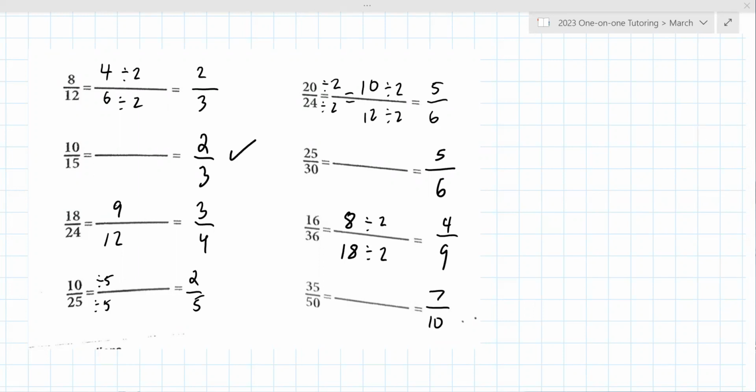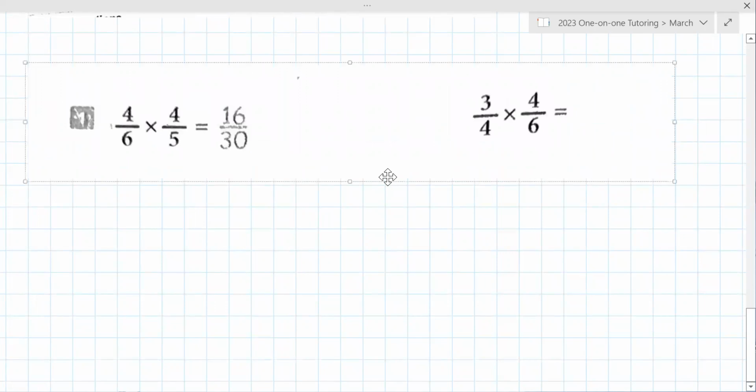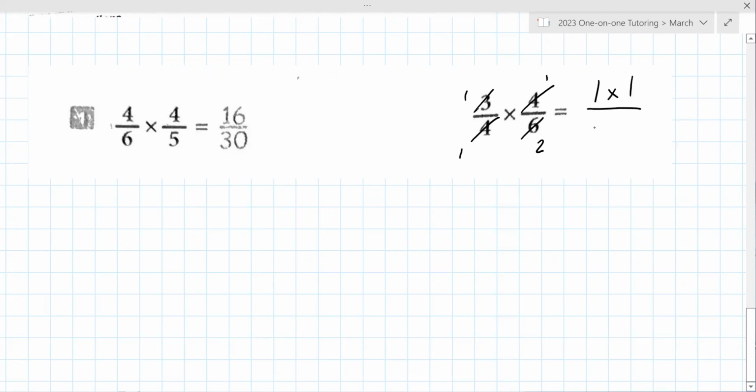Okay, so let's go to page 2 here. It says to pre-reduce if you can. And what that means is you can look diagonally or top and bottom. If you ever see the same number, that's the best case. Now 3 actually goes into 6, so you can divide both of those by 3. That's 1 and that's 2. So it's 1 times 1, 1 times 2, which is 1/2.